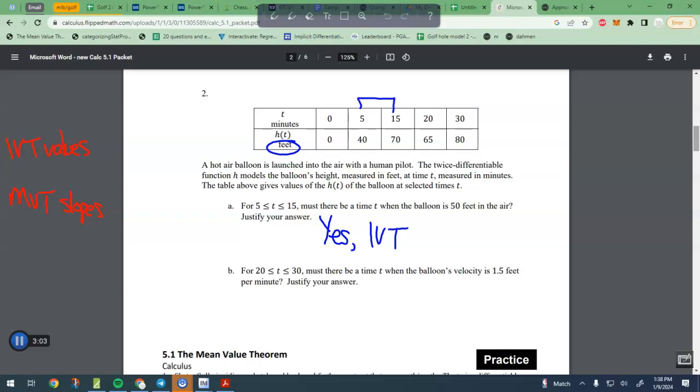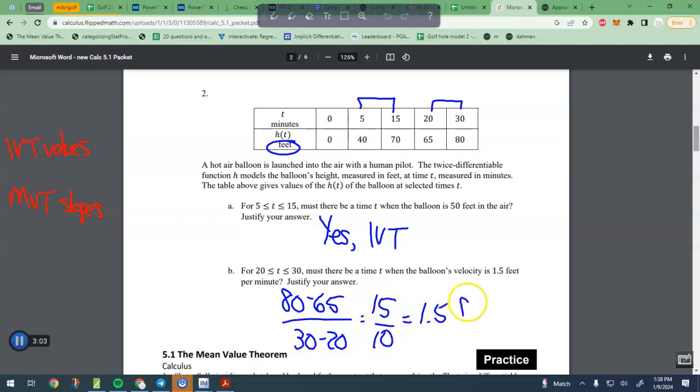Part B, now we're talking about velocity. So now we're looking at the slope. So I've got to actually find that and make sure. So I'm looking at these 2 points. If I find the slope, it's 80 minus 65, y2 minus y1, over 30 minus 20, which is 15 over 10, or 1.5 feet per second, which is what they asked me about. So the answer is yes, and why? MVT.